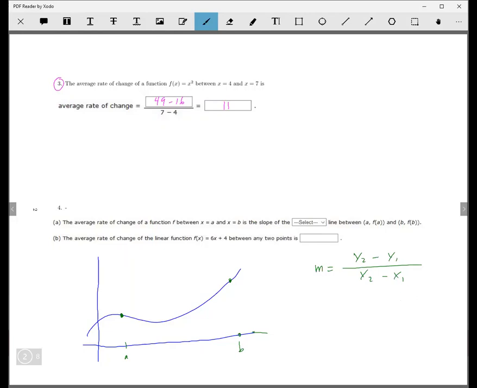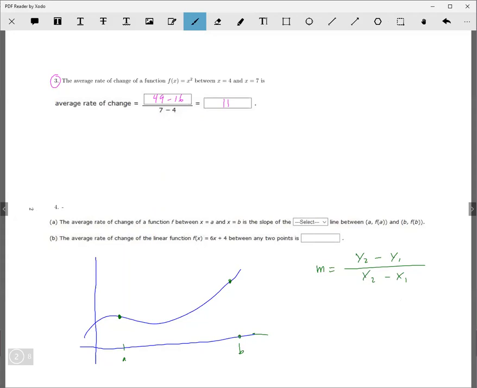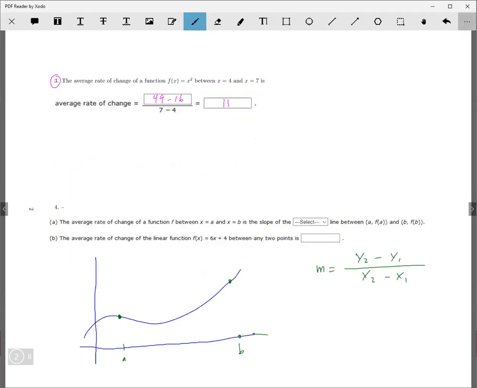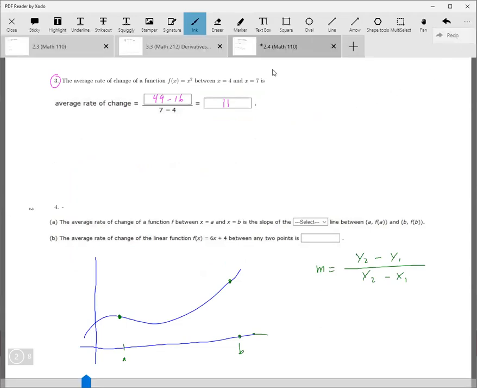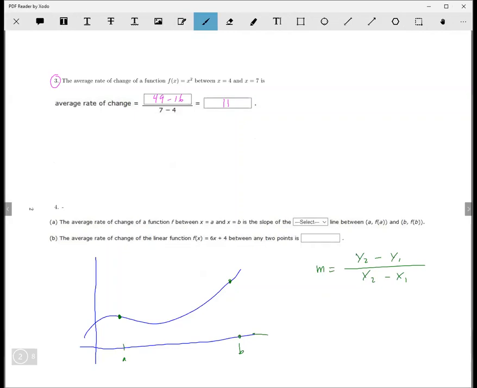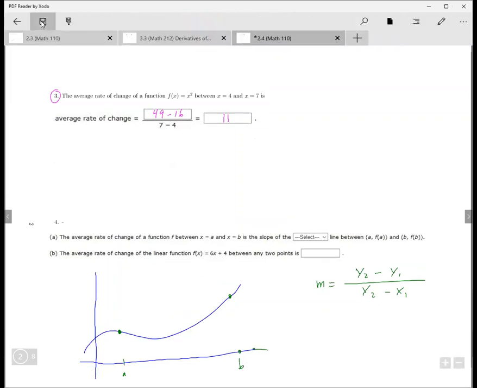Something is weird. It's not giving me the save. Hold on a second. Something is messed up here. Dang. Let me close this. Okay, let me just save this.